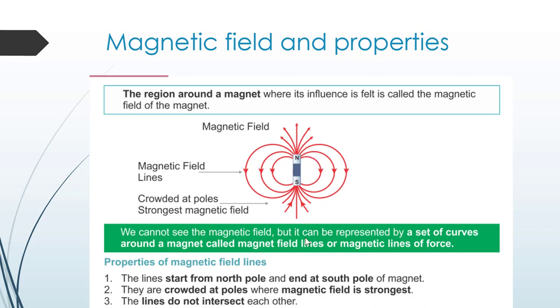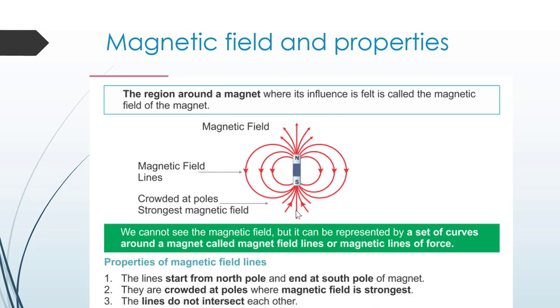We cannot see the magnetic field, but it can be represented by a set of curves around the magnet, and these set of curves are called field lines or magnetic lines of force. We have seen this in our childhood. This experiment we have also performed in physics. So these field lines indicate the existence of magnetic field around a magnet. The lines start at the north pole and end at the south pole of a magnet. They are crowded at the poles where the magnetic field is strongest. The lines do not intersect with each other. Each line is a continuous closed curve passing through the magnet.